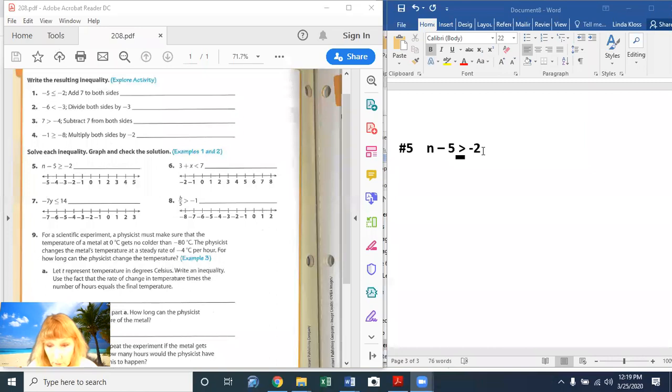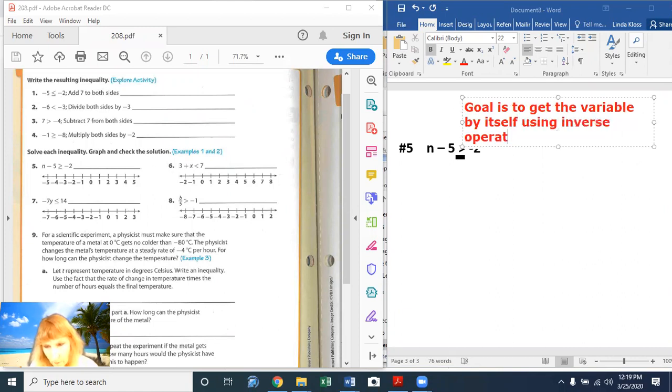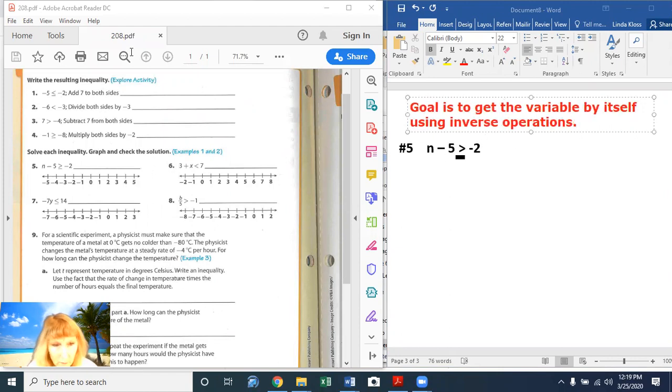So what do I do? My goal is to get the variable by itself using inverse operations. So to do that, I have a negative 5 here. So I am going to, you guessed it, add 5 to both sides.